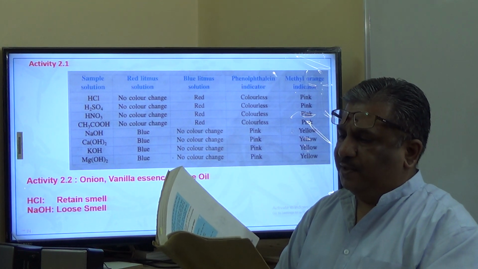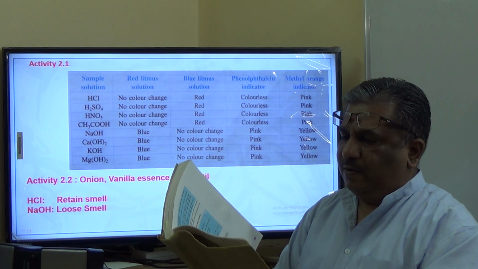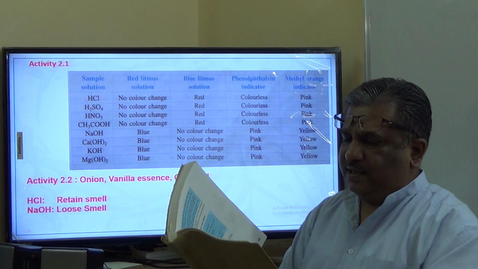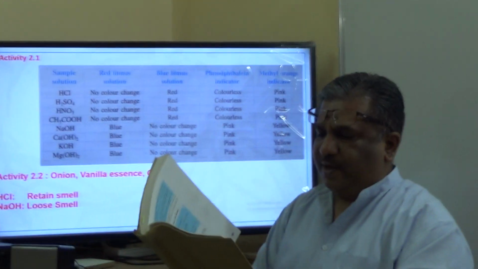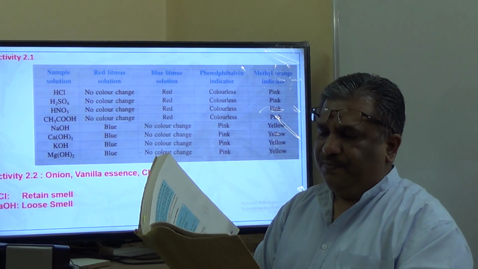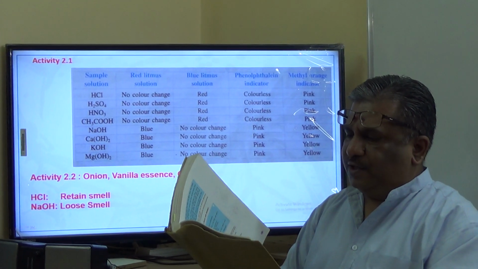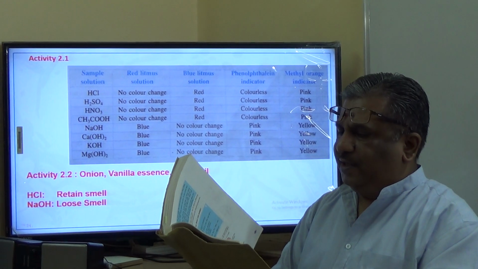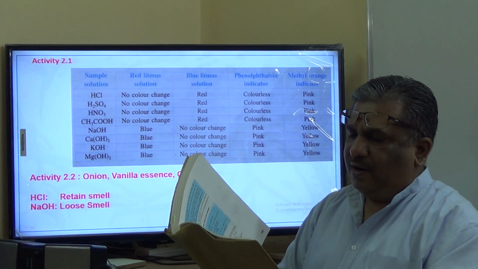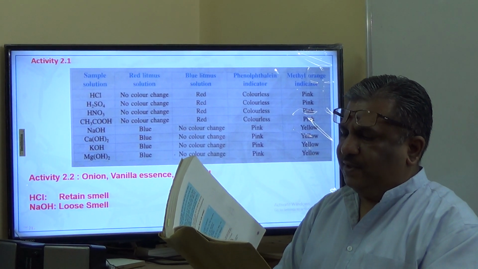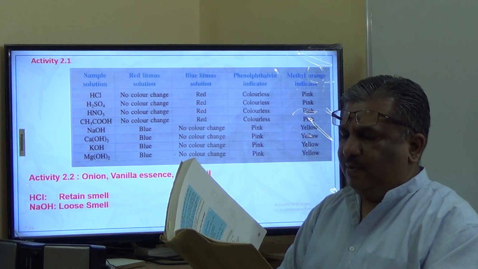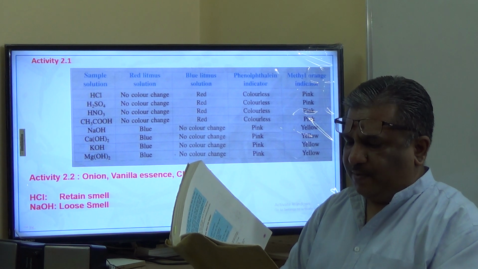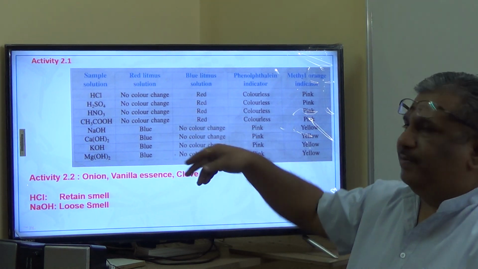Collect the following samples from science laboratory: hydrochloric acid, sulfuric acid, nitric acid, acetic acid, sodium hydroxide, calcium hydroxide, potassium hydroxide, magnesium hydroxide, and ammonium hydroxide. Put a drop of each of the above solutions on a watch glass and test with a drop of following indicators as shown in table 2.1. What change in color did you observe with red litmus, blue litmus, phenolphthalein, methyl orange solutions for each of the solutions taken? Tabulate your observations. So the answer is given here.